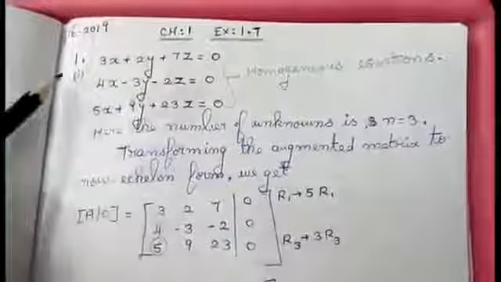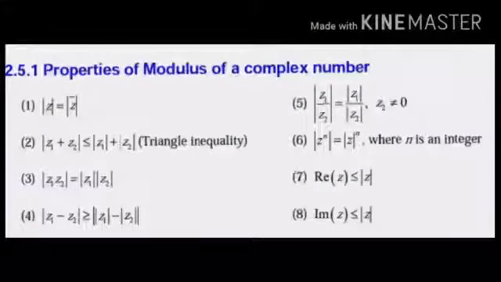Exercise 1.7, first sum. First one, modulus of Z is equal to modulus of Z bar. Second is known as triangle inequality, that is modulus of Z1 plus Z2 is less than or equal to modulus of Z1 plus modulus of Z2. Third, modulus of Z1 into Z2. Multiplication of two complex numbers in a modulus can be written like this, that is modulus of Z1 into modulus of Z2. Fourth one, modulus of Z1 minus Z2 is greater than or equal to modulus of Z1 minus modulus of Z2.